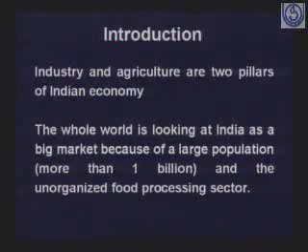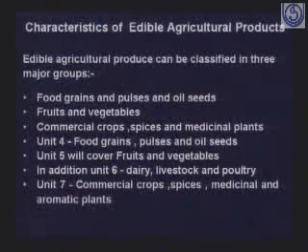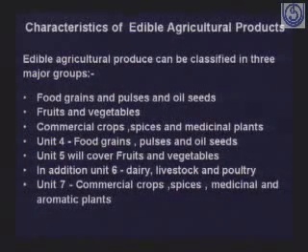Now I take the introduction. Industry and agriculture are 2 pillars of Indian economy. The whole world is looking at India as a big market because of a large population, which is more than 1 billion. And we have a large number of food processing industries in the unorganized sector, which is a boon for us. Now let us look at what are the characteristics of edible agricultural products.